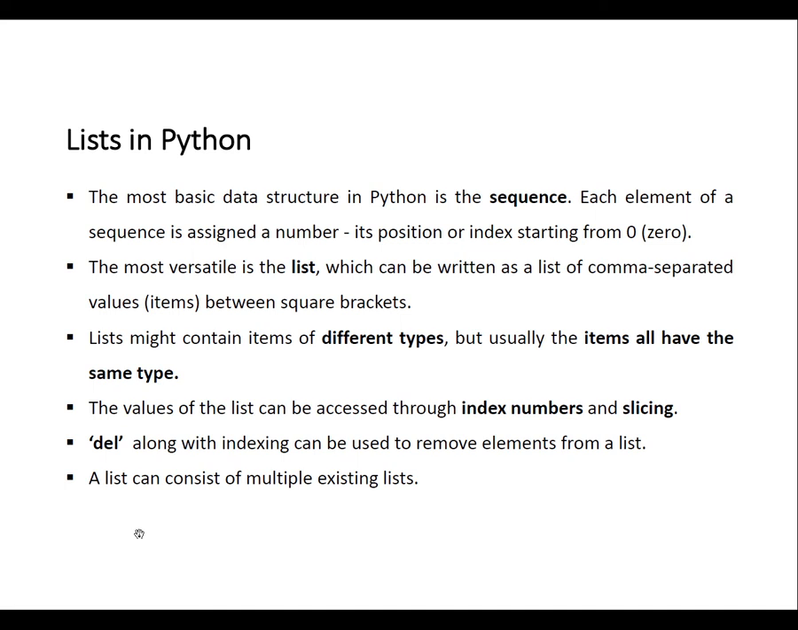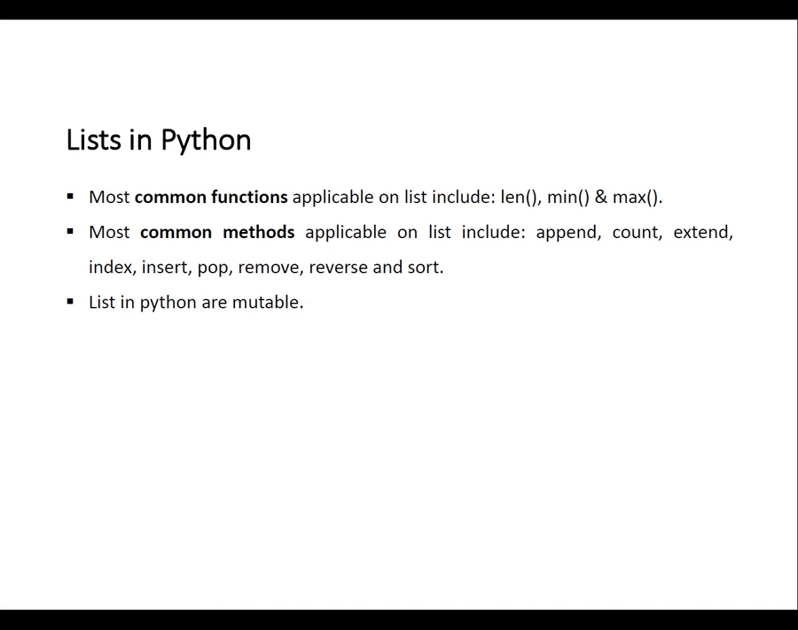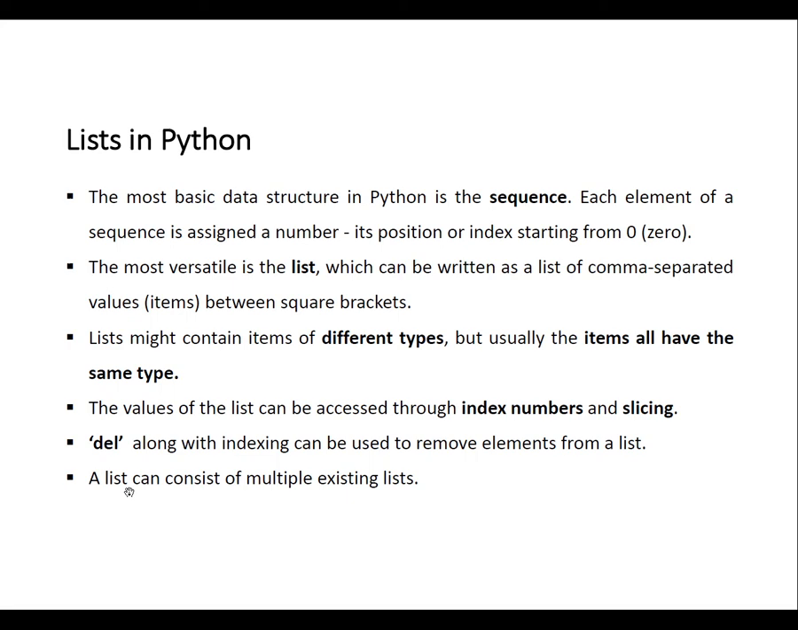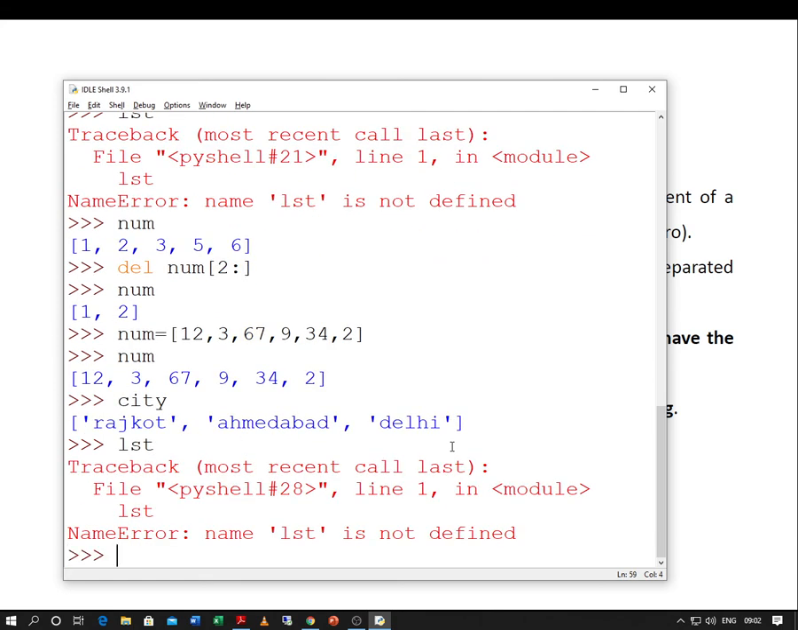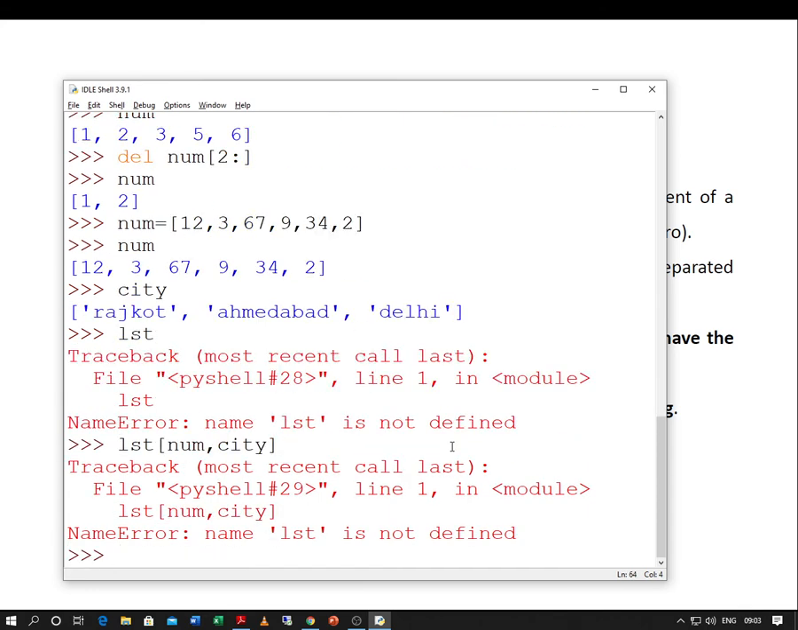Now, just let us try to check. The first function is length, then we have min and max. But we forgot one point over here. A list can consist of multiple existing lists. Say for example, we try to check LST. If I am creating LST equals num comma city, what happens?